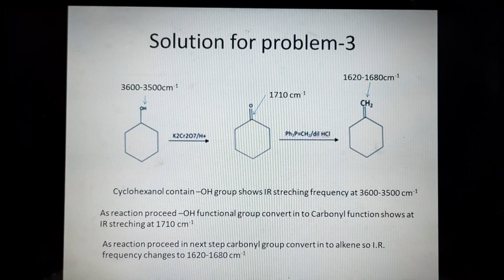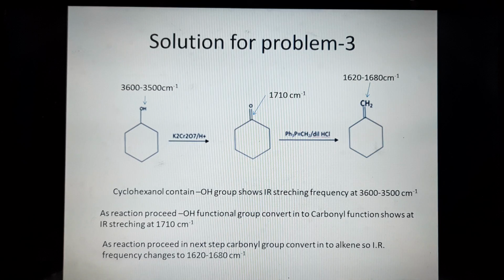In the second step, oxidation occurs and the OH group converts into a carbonyl group. Due to this, the IR stretching frequency at 3600 to 3500 due to the OH group disappears, and a new carbonyl stretching frequency at 1710 per centimeter is observed.